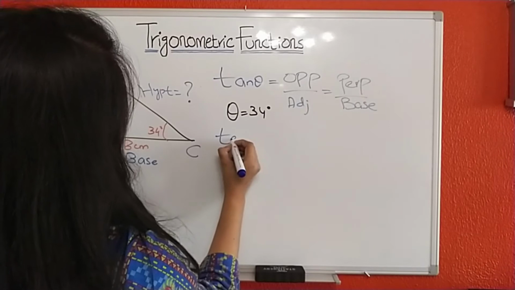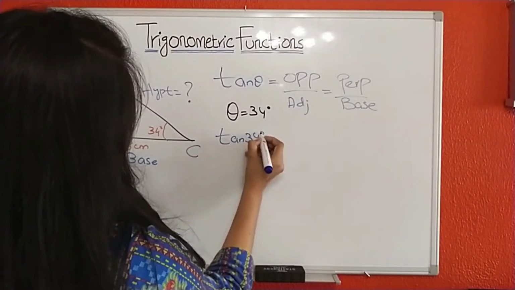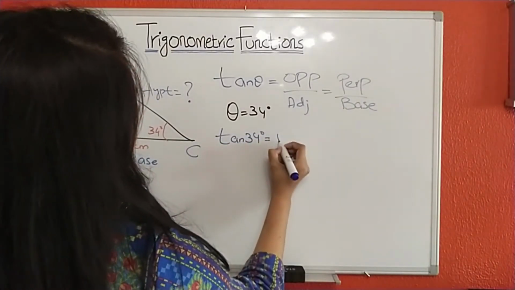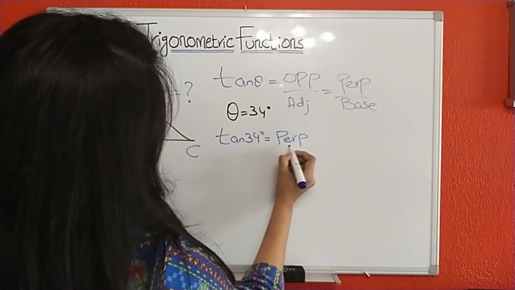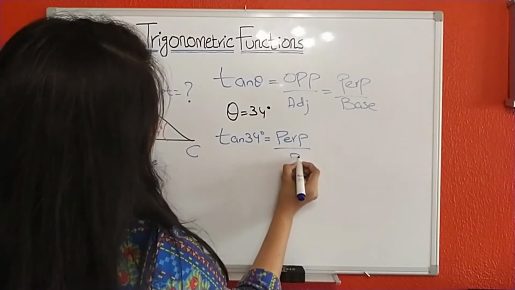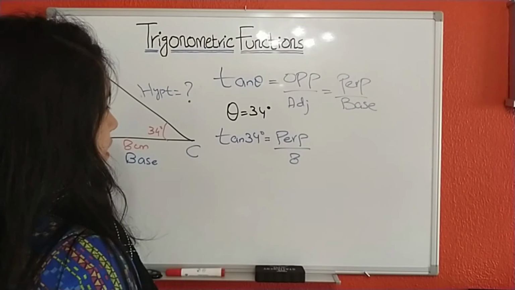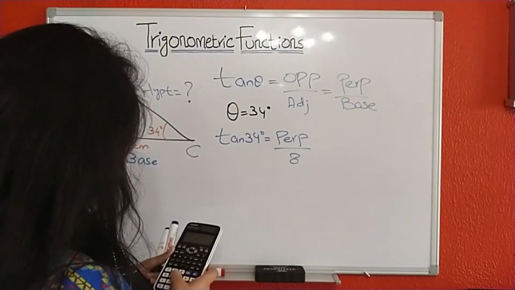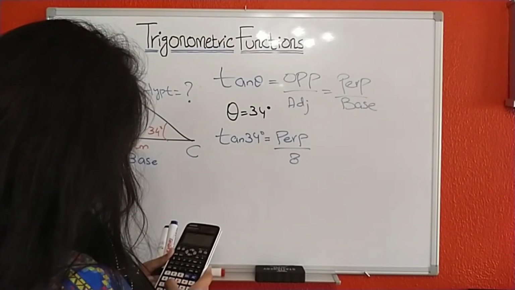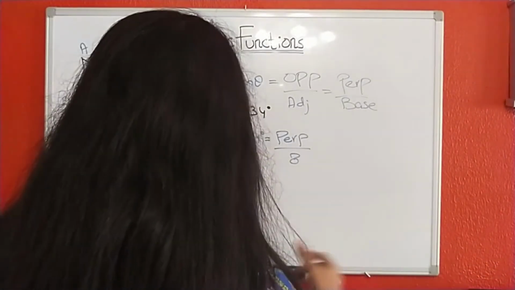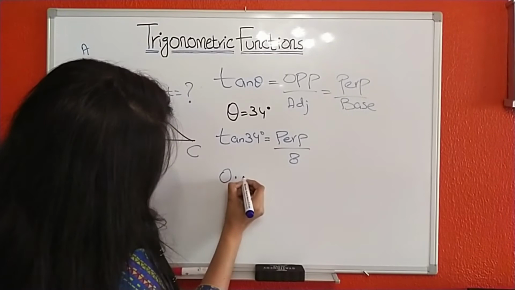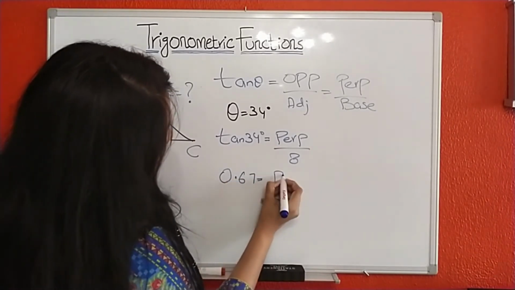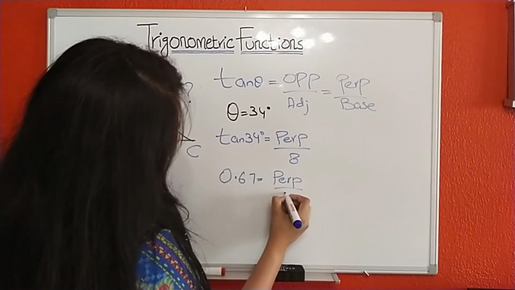Okay, I am putting the values here. Tan 34 is equal to, I have to find the value of perpendicular, so I have only the value of base here. The value of base is 8. So I am finding tan 34 by calculator. Tan 34 is equal to 0.67. So 0.67 is equal to perpendicular upon 8.